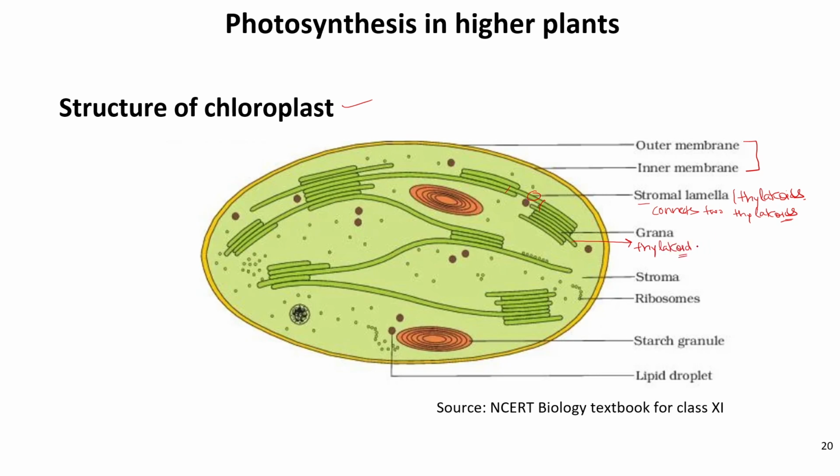Thylakoids are stacked over each other, and then they form a grana. Here we have the stroma. Stroma is the fluid of the chloroplast. Here we have the ribosomes. Then we have the starch granules, and lipid droplets are also present in the chloroplast.